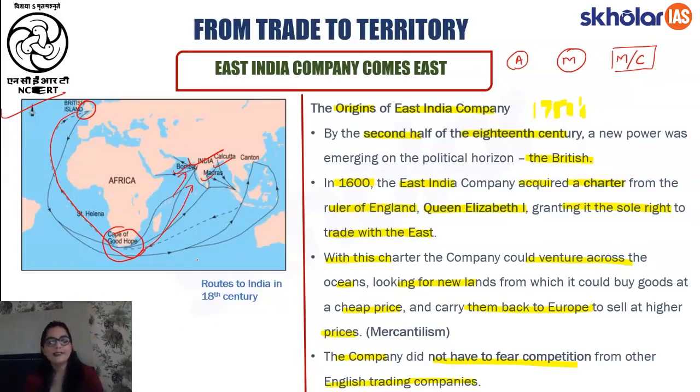उसके अलावा हमने ये समझा था कि कैसे ईस्ट इंडिया कंपनी का ओरिजिन हुआ. एक चार्टर उनको मिला था क्वीन एलिजाबेथ की तरफ से 1600 में, जिसकी वजह से इंग्लैंड में से वो एक सिंगल कंपनी बने जो इंडिया के साथ ट्रेड कर सकती थी. उनके अलावा इंग्लैंड से कोई और कंपनी इंडिया के साथ ट्रेड नहीं कर सकती थी.